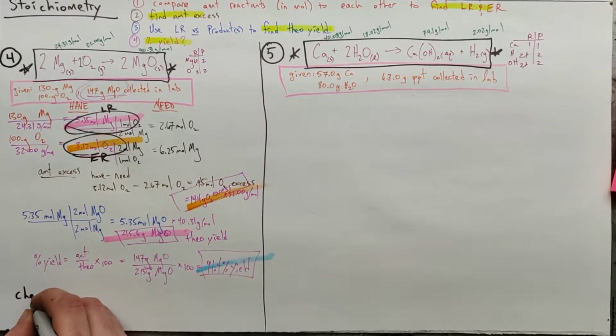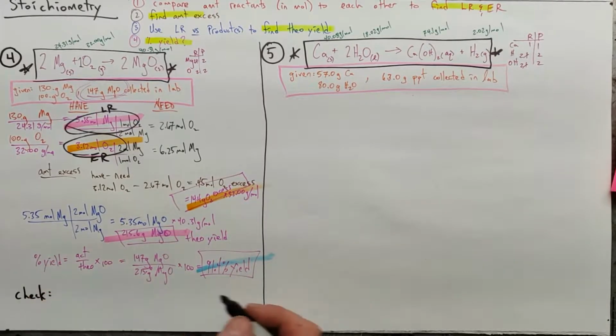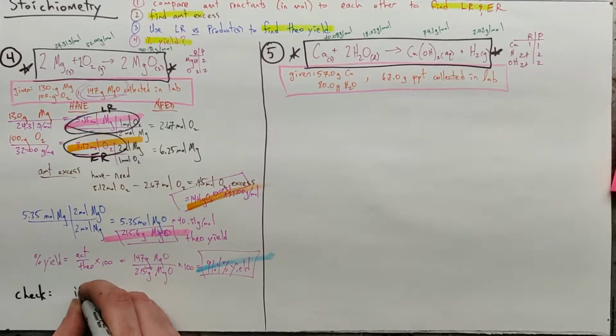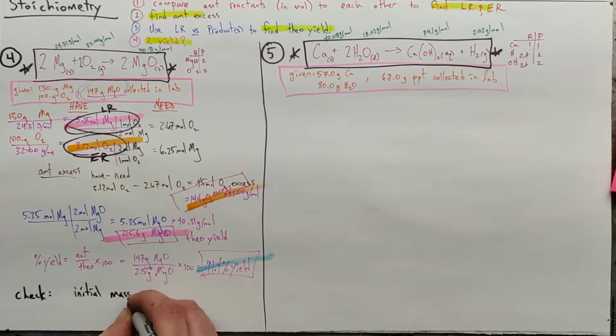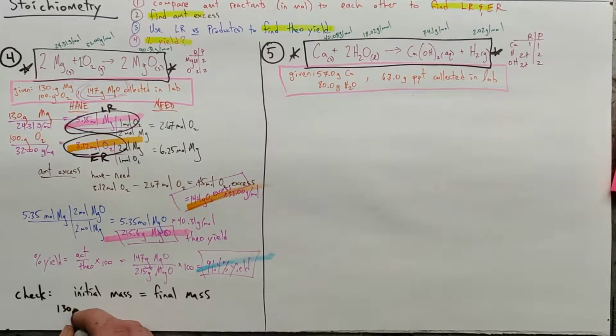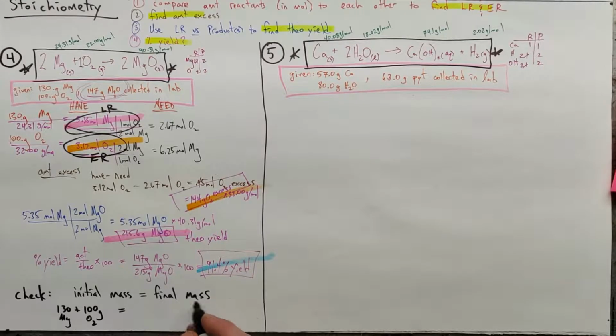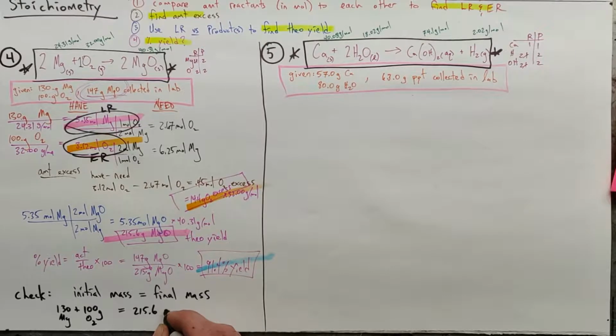So for our check, we said the law of conservation of mass is what we're looking at. Our mass in the beginning should equal mass in the end, right? So initial mass should equal our final mass. In this case, our initial mass is 130 plus 100 grams, right? That's our magnesium and our oxygen. And that should be equal to our final mass, which is our theoretical yield, 215.6, right?